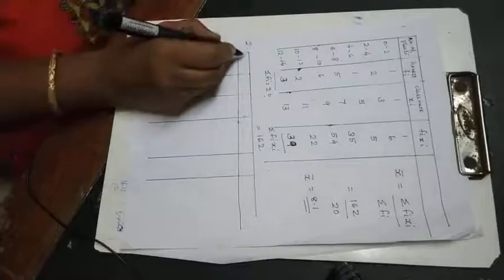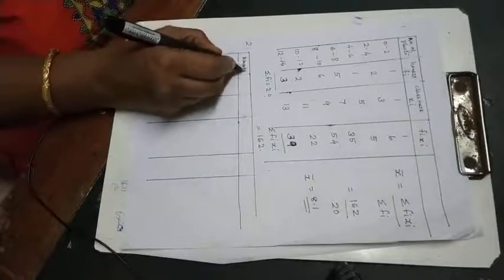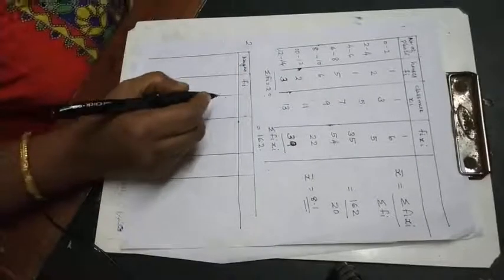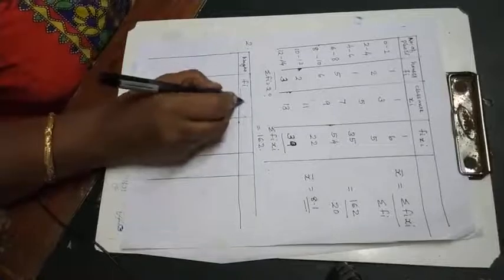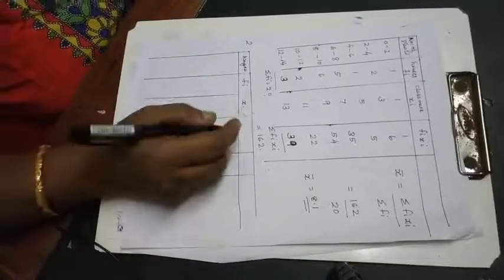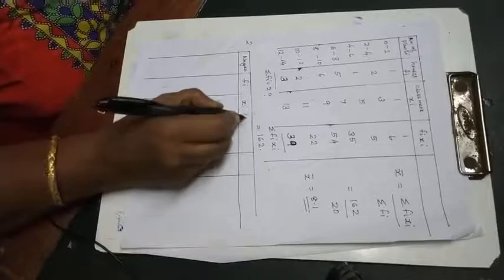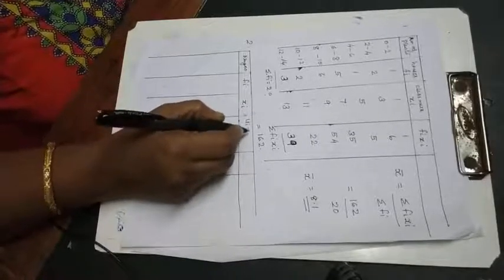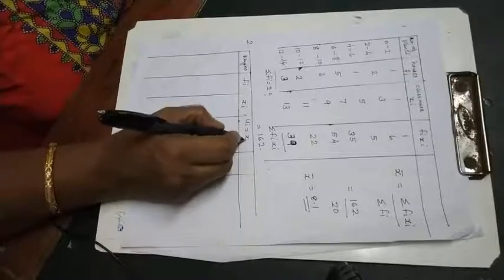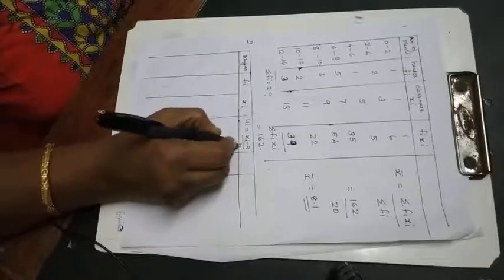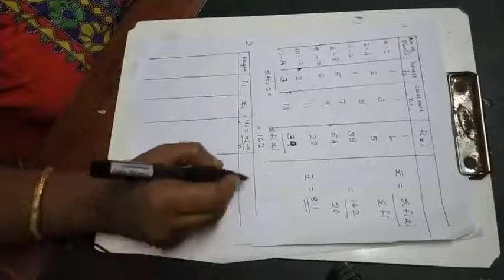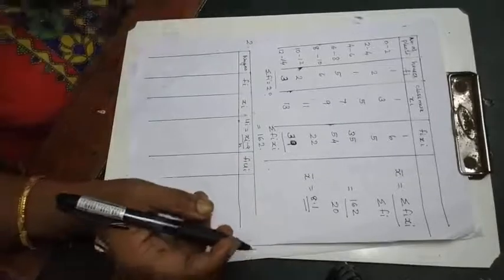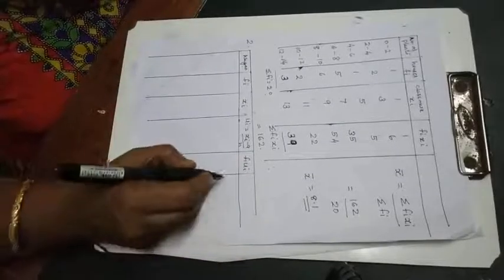So daily wages first, then number of workers, that is Fi, then class mark we will mark Xi, then next one we will mark Ui, that is equal to Xi minus A by H. Now Fi Ui.